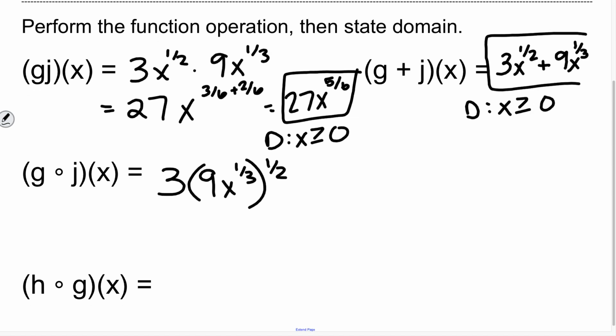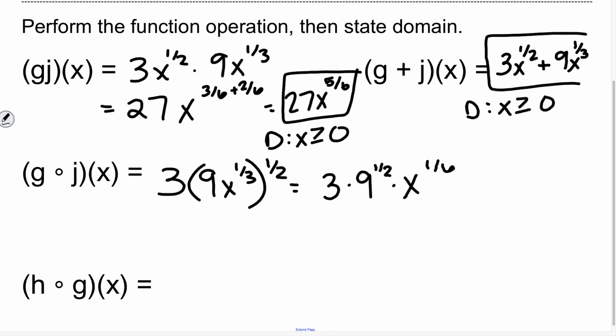Okay, on this one, I could do a little bit of simplifying. I can raise 9x to the 1/3 to the 1/2. That would be 3 times 9 to the 1/2 times x to the, what should I do with these two exponents? Power of a power. Multiply them. You see how that's different than this example over here? I'm not doing x to the 1/2 times x to the 1/3. I'm doing x to the 1/2 raised to the 1/3.